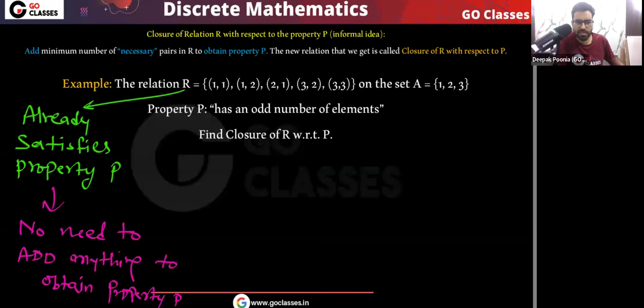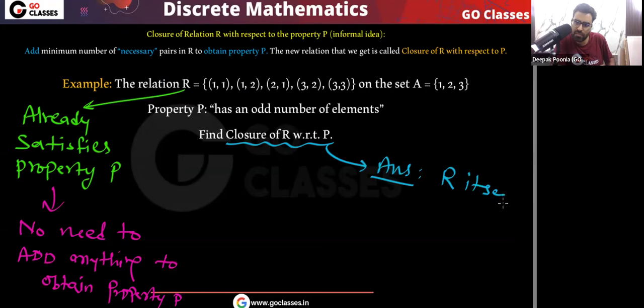Agree with me that because this relation already satisfies property P, there is no need to add any pair in this relation R to obtain property P. So what will be the closure of R with respect to property P? The answer will be R itself.